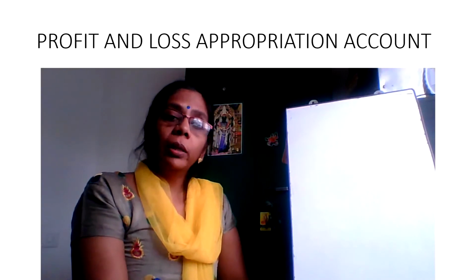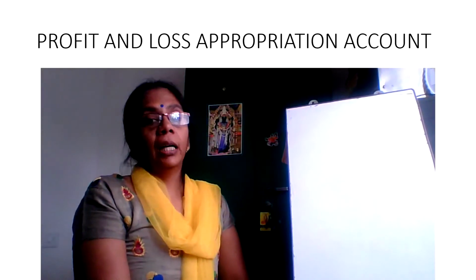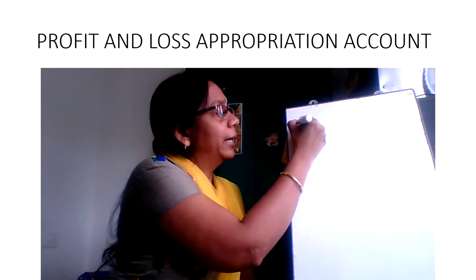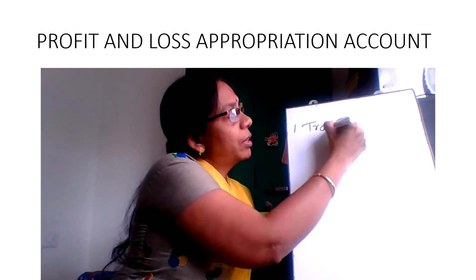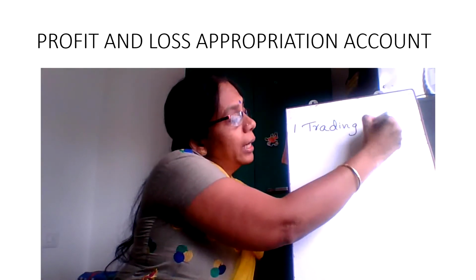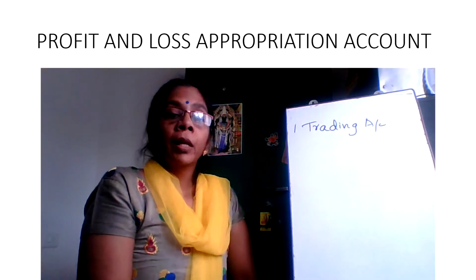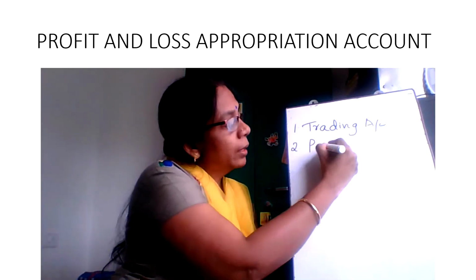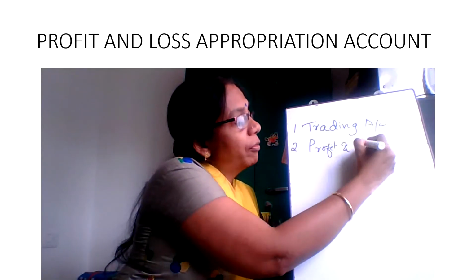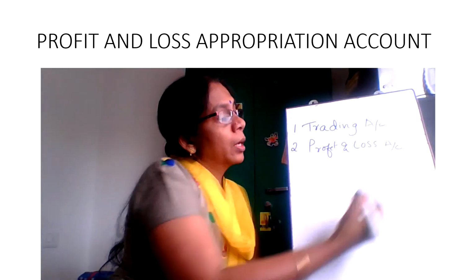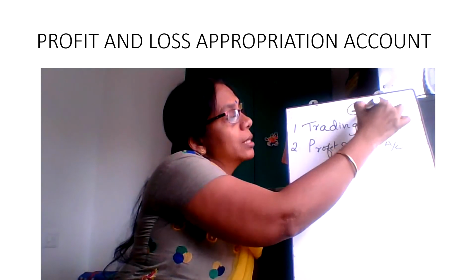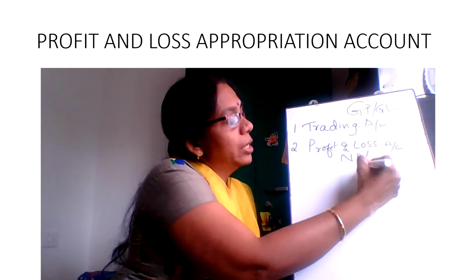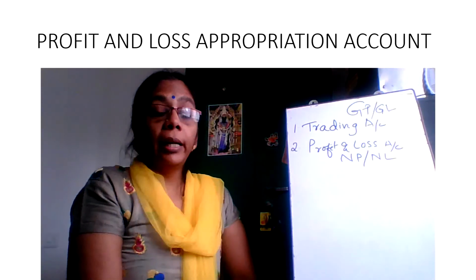Whenever you are doing partnership final accounts, unlike in the case of a sole proprietor, this is the sequence of the final accounts that we adopt in the case of a partnership firm. As usual, first we prepare the trading account. Then we prepare the profit and loss account. Trading account will show us the gross profit or gross loss, and profit and loss account will show us the net profit or net loss.